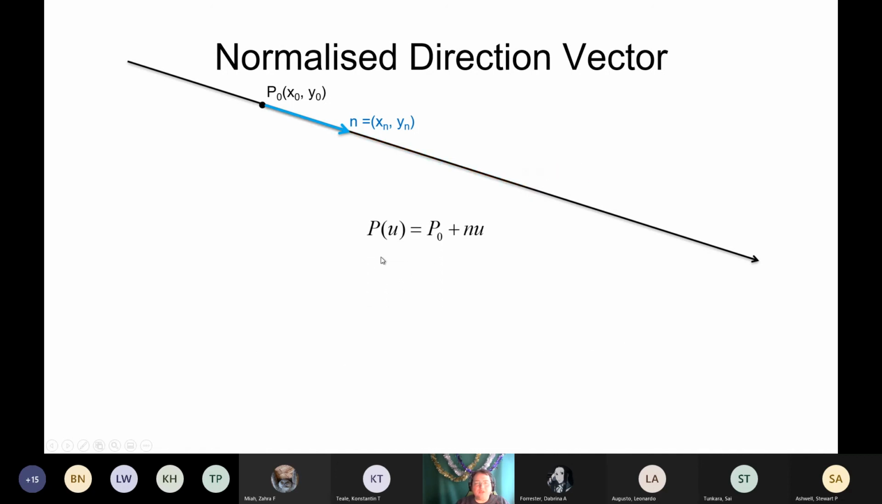Now, what is this thing? P of u equals p0 plus nu. That's a formula which is quite similar to the motion equation. The difference is that working with the normalized direction vector, we cannot calculate the position of the object in time. We can generate various positions of the object provided various values of this u, but u does not have here any special physical meaning like time, so it's just a purely mathematical formula.